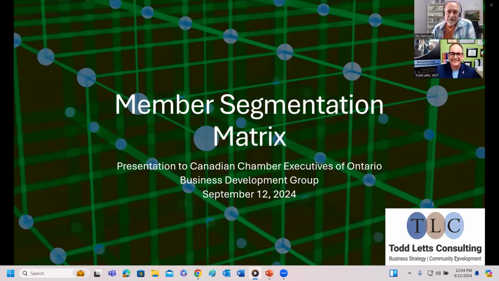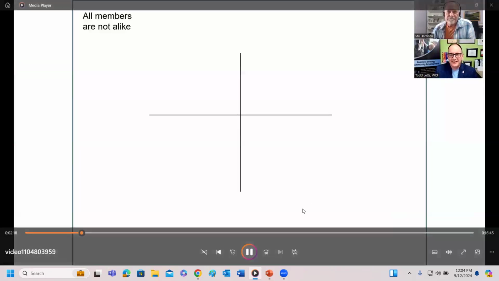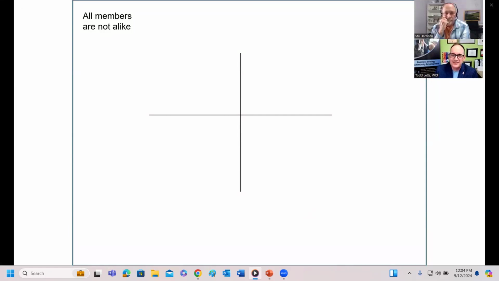This, of course, is Business Development Group talking about member segmentation, and you developed a matrix back when you were with the KW Chamber of Commerce. So, without further ado, why don't you just take us through what that is and your explanation? Well, thanks again, Stu. And I like simplicity. I'm a simple guy. I like simple diagrams. And this is a model that has become an industry standard, but simplifies how we can best serve our members.